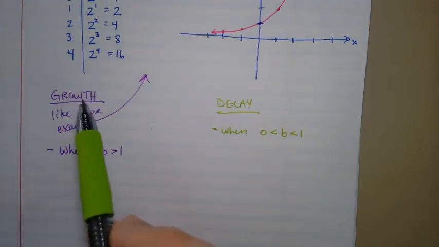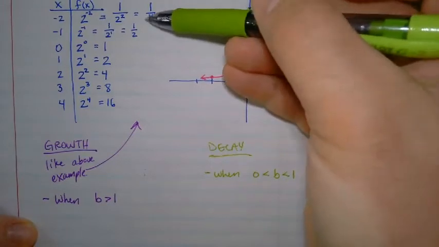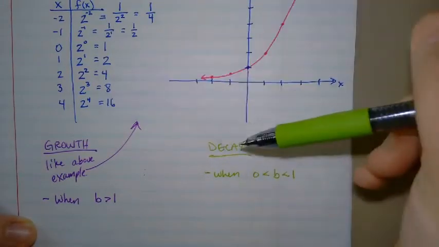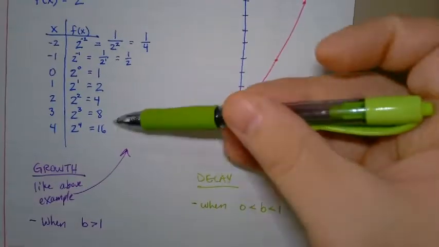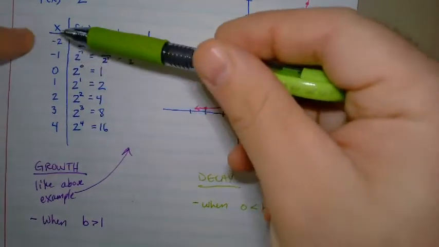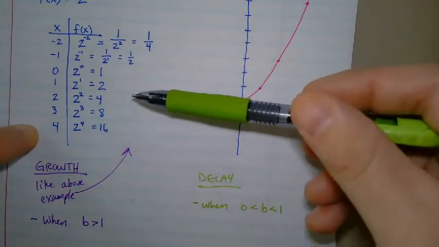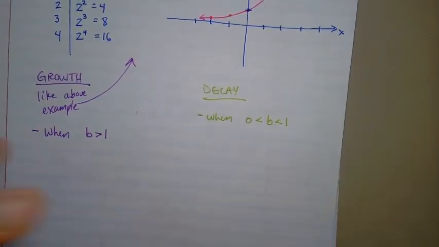Growth, obviously, we were increasing our value, right? This number started small and just kept getting bigger and bigger and bigger. Decay is losing value, and so it'd be basically the reverse of this. It's going the other way. As we increase our x values, our inputs, we're going to be losing value. Okay?